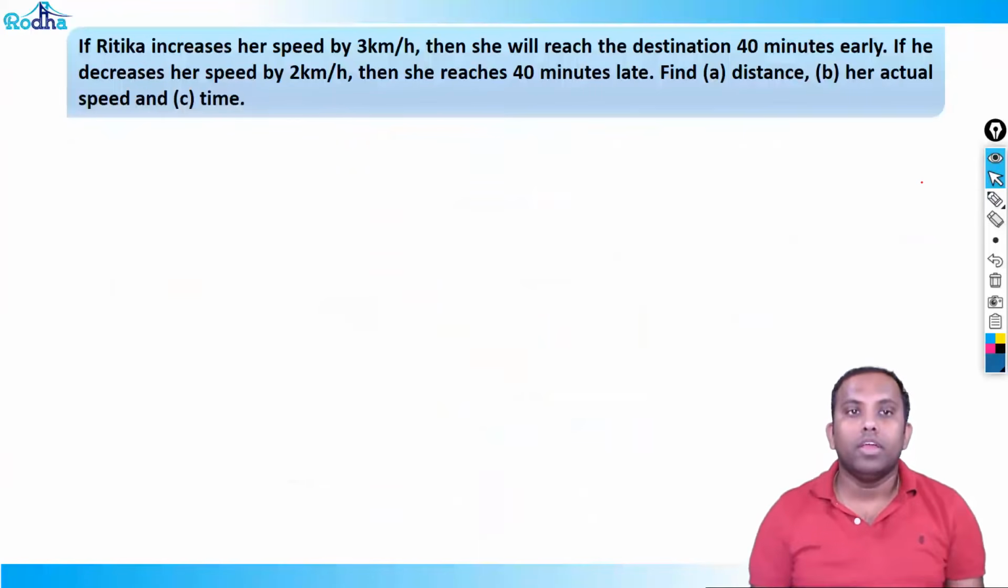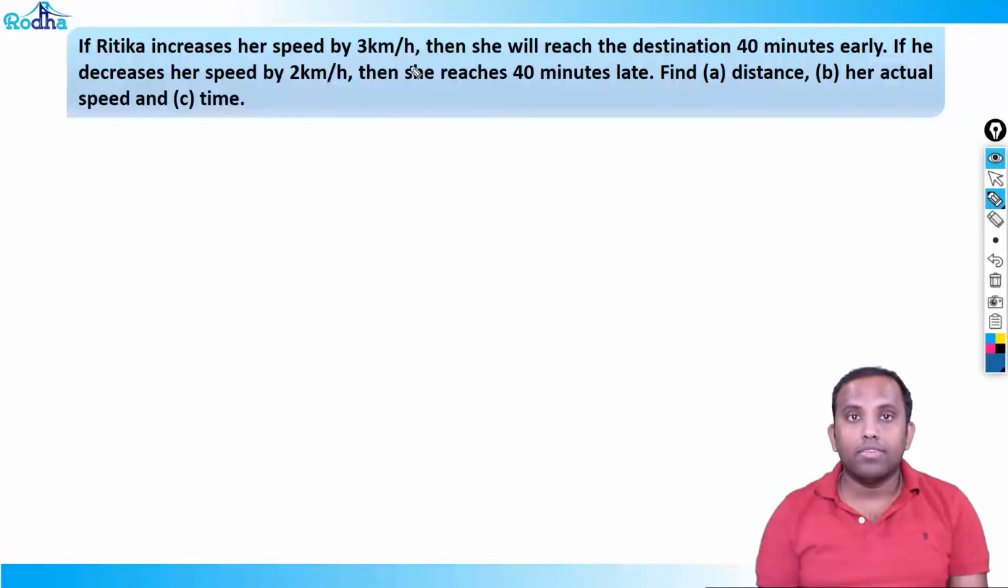See the question here. If Ritika increases her speed by 3 km per hour, she will reach the destination 40 minutes early. If she decreases her speed by 2 km per hour, then she reaches 40 minutes late. Then find the distance, her actual speed, and her time. So 3 things I need to find: distance, her actual speed, and her time.